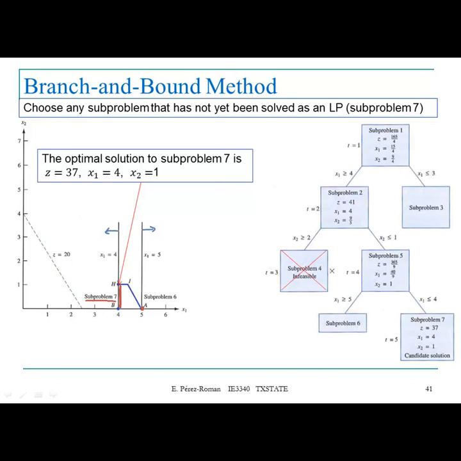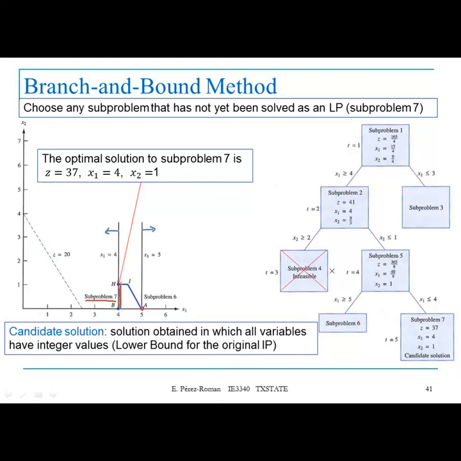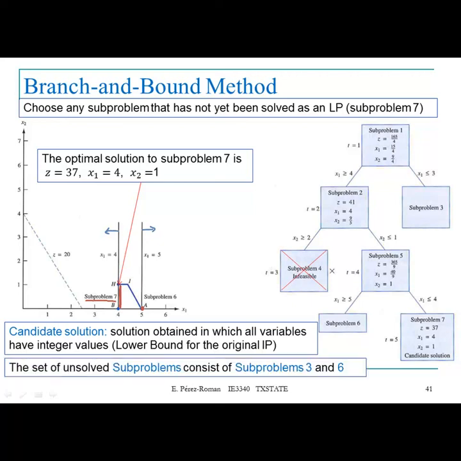So when you go back here to this 3, you can add that in your 3, and this will be your first candidate solution, in which you have x1 equals 4, x2 equals 1, and the optimal solution is 37. But what happened? You still have 2 subproblems that you haven't solved, subproblem 6 and subproblem 3. So, candidate solution obtained in which all variables are integer, lower bound for the original IC. So we still have two subproblems that we need to finish.